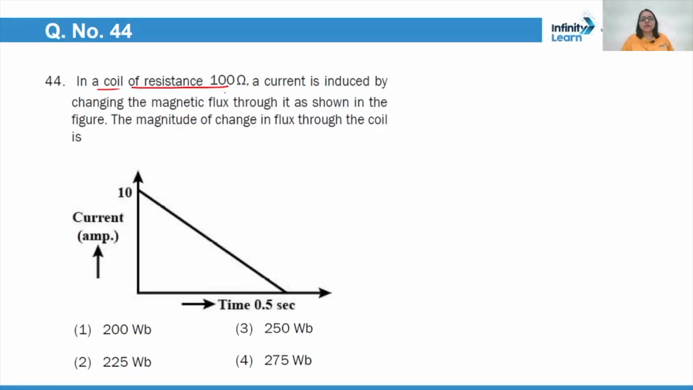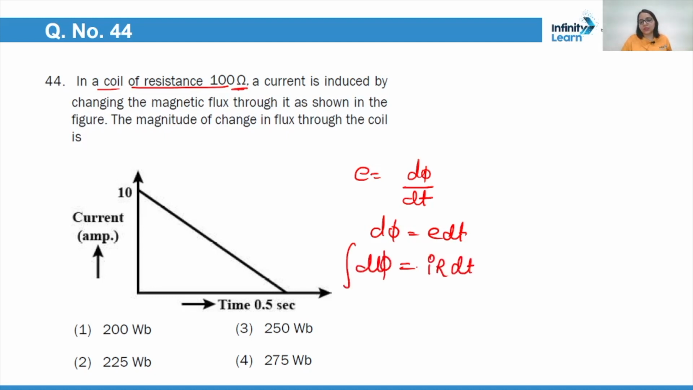Next is question number 44. We have a coil of resistance 100 ohm and current is induced by changing the magnetic flux through it. What is the change in flux through the coil? So, EMF is d phi by dt, magnitude of EMF. So, over here d phi is E dt and E is equal to IR, so d phi is IR dt. Now, integrate it. So, it is R times integral of I dt, and integration of I dt will be area under this curve, right? So, this is R into half into base into height. So, after this one, you'll get change in flux as 250 Weber.